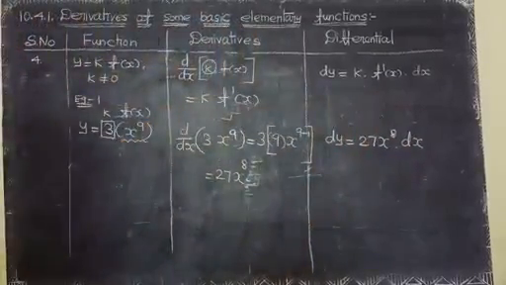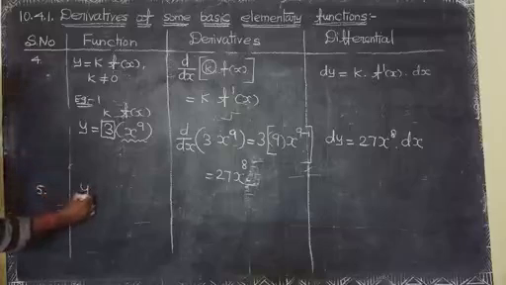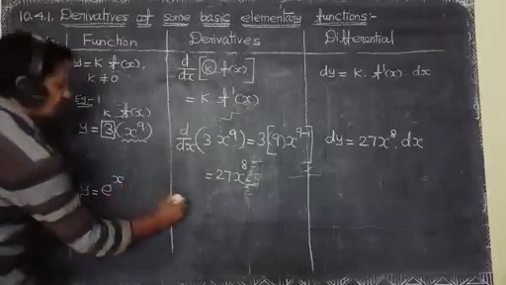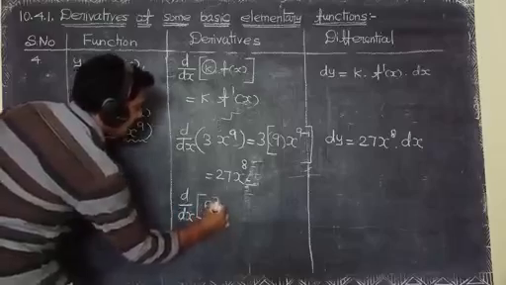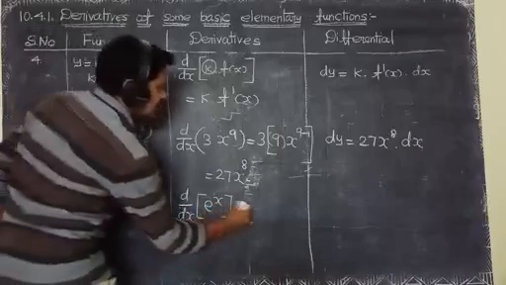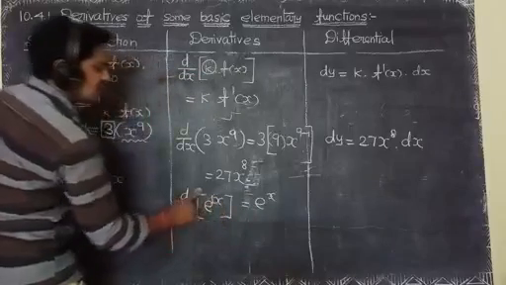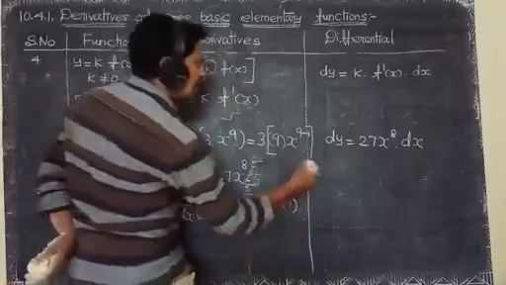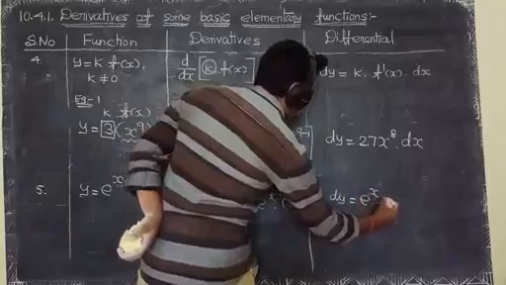Okay, next, serial number 5. Here y equal to e power x. Okay, d by dx of e power x is equal to e power x. The coefficient of x in the power is 1, so e power x into 1. In the differential, dy equals e power x into dx.